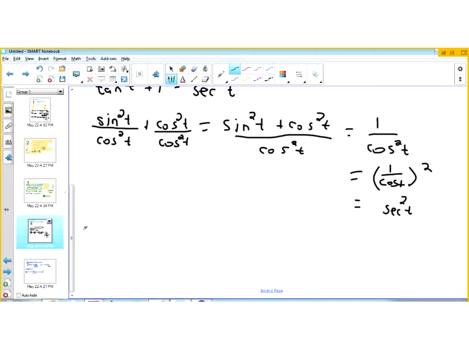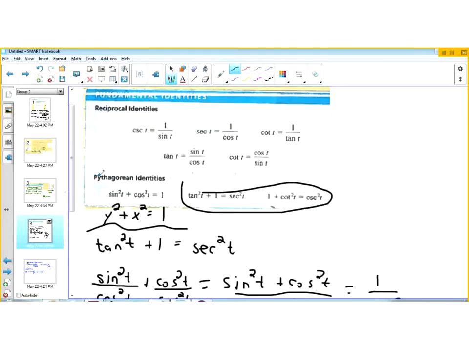Okay, what else? So 1 plus cotangent squared t. We have this identity, 1 plus cotangent squared t is equal to cosecant squared t, excuse me. The proof of this is the same as this proof, so I will leave it to you to demonstrate that. So we use these 3 identities. The last 3 are called the Pythagorean identities.